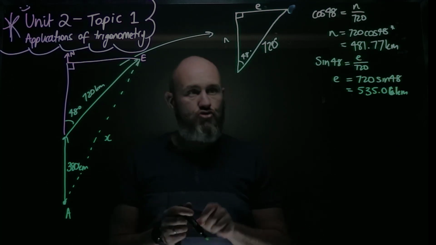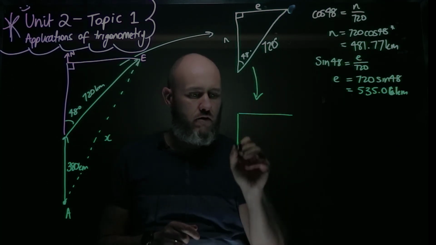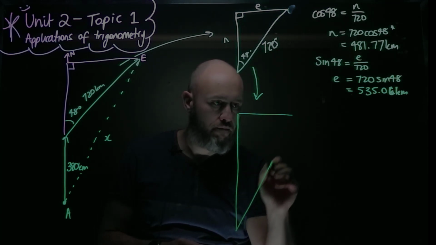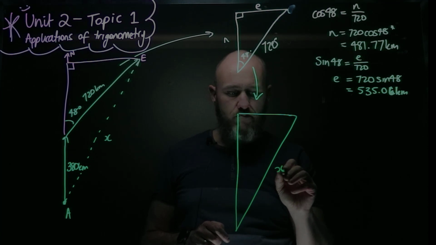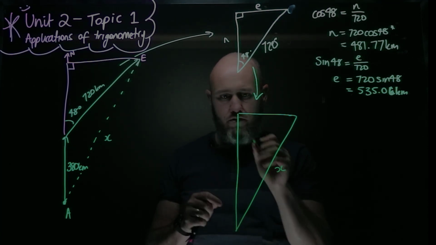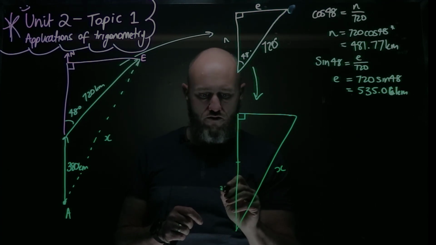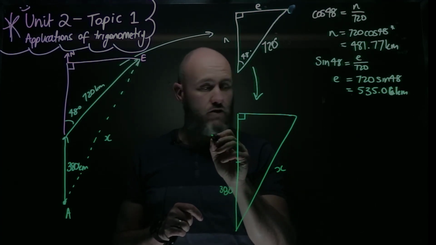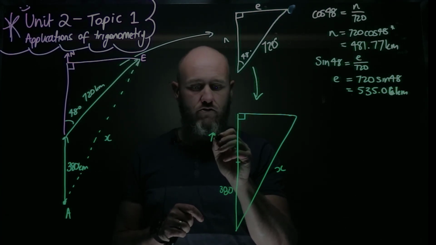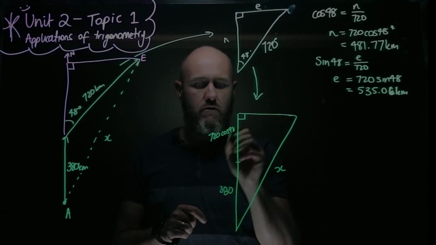So now I'm going to create a new triangle. And it's going to be my bigger triangle. This one here. And this is the distance I want to find. That's my x. I don't know any angles. I know this is the right angle. And I know that this is 380. And this is, and here's me using my exact value, 720 cos 48.